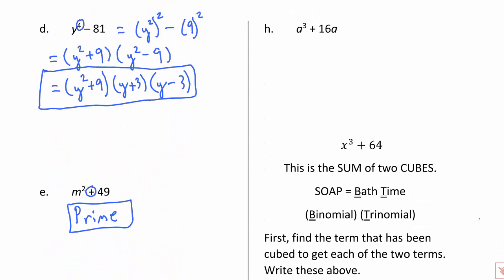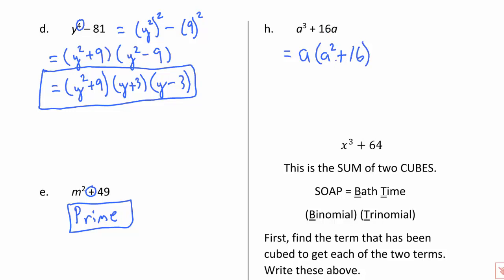Okay, let's look at H here. A cubed plus 16a. Notice there's a common factor. That common factor is a. So whenever I factor it out, a cubed divided by a is a squared, and 16a divided by a is 16.